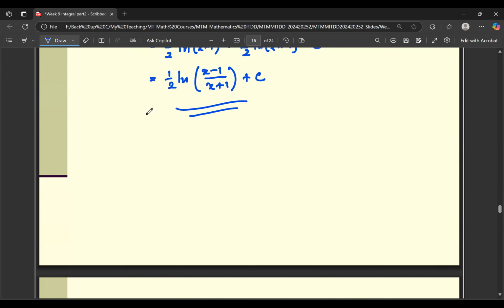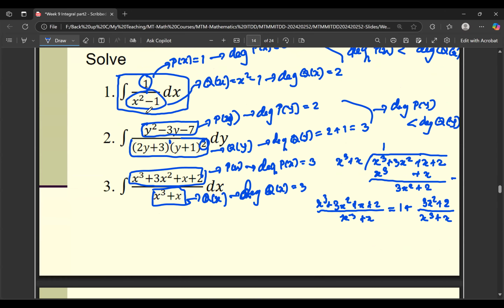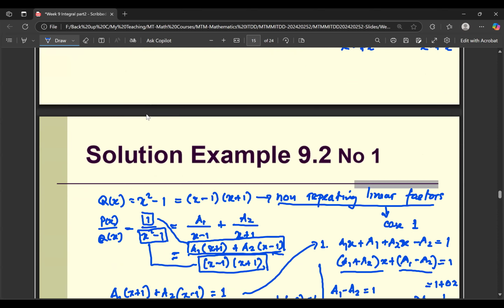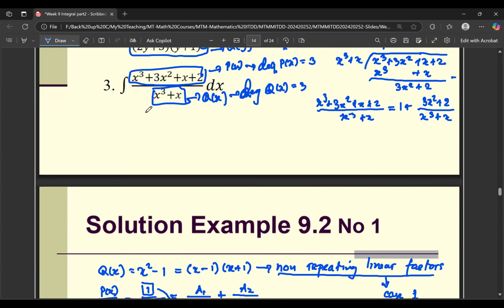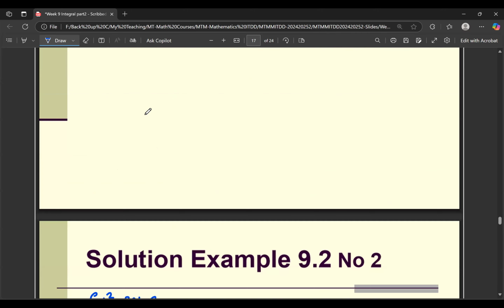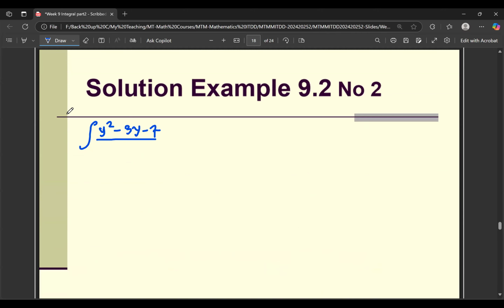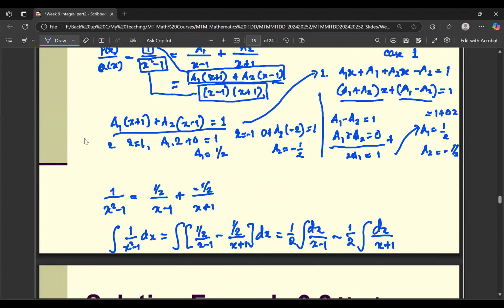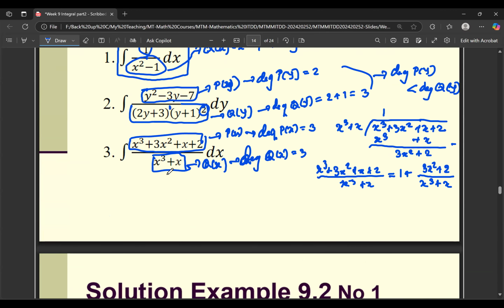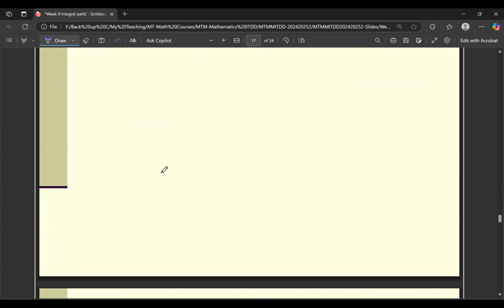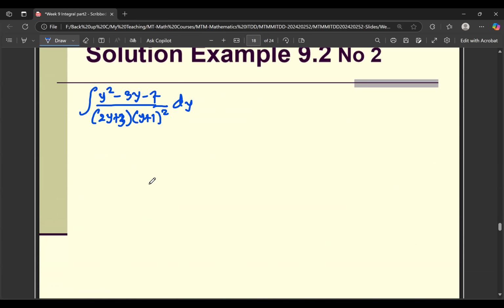I hope you remember it. And this is 2y plus, sorry, 2y plus 3. This is 2y plus 3 multiplied by the square root of y plus 1 dy. I hope this is correct. I check it again. Okay, it's correct. Okay, let's solve this one.